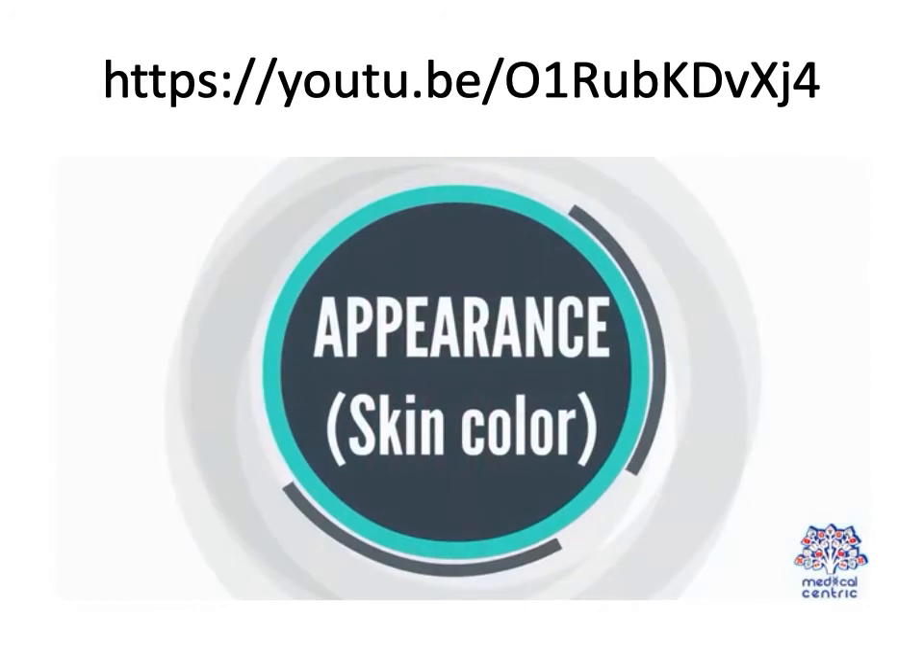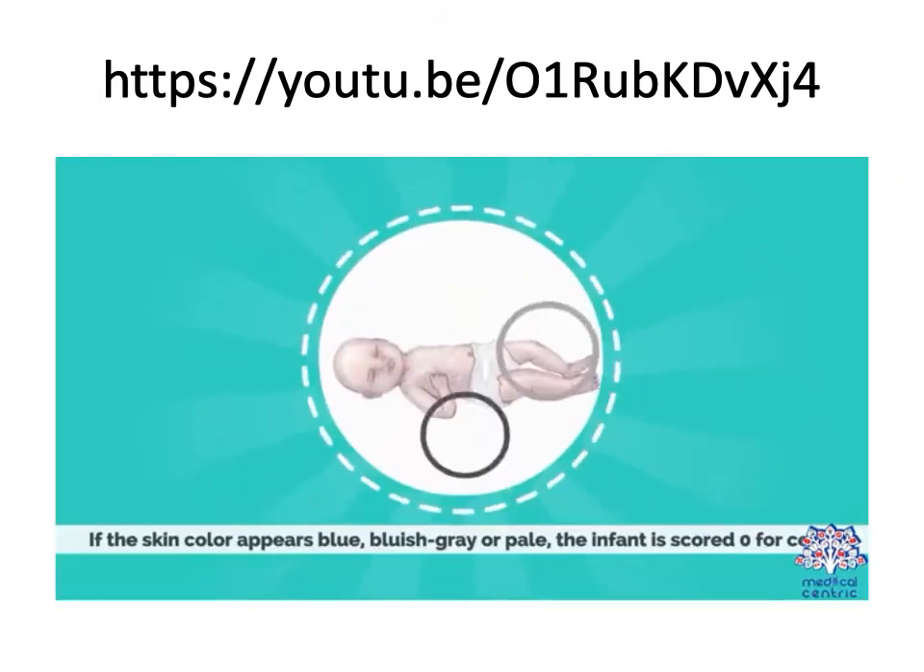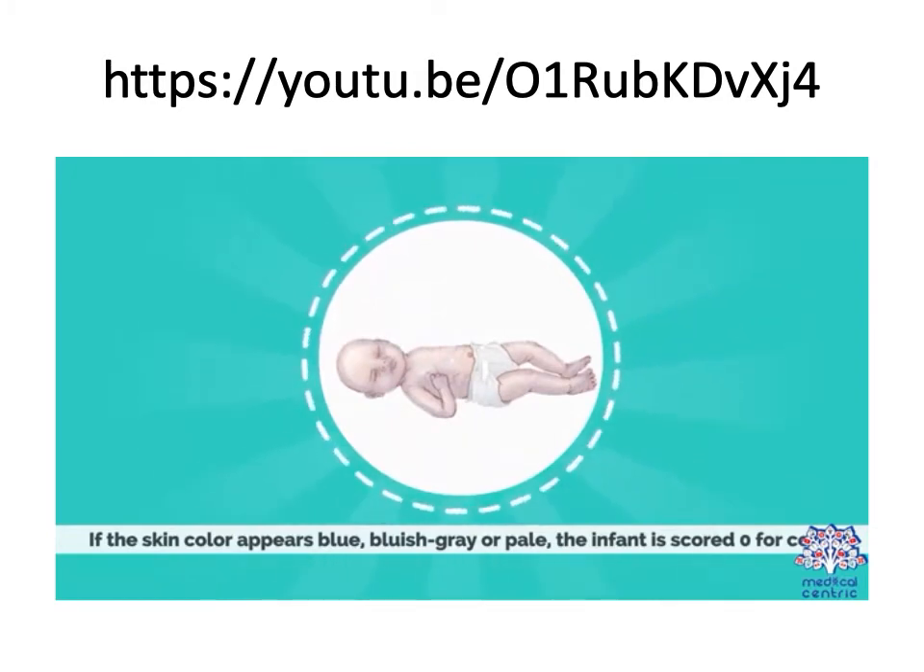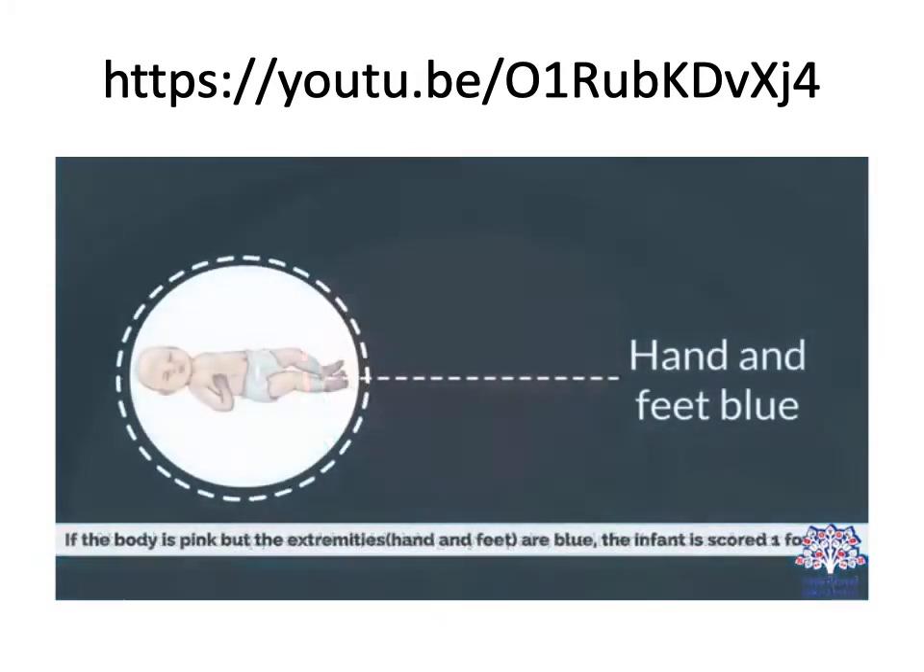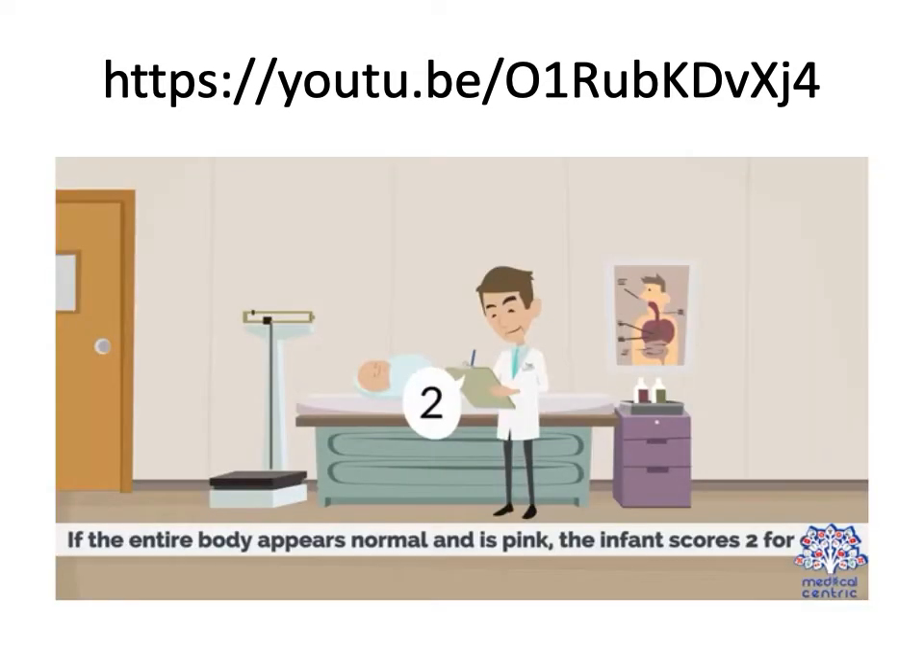Appearance, or skin color. If the skin color appears blue, bluish-gray, or pale, the infant is scored 0 for color. If the body is pink, but the extremities, like the hands and feet, are blue, the infant is scored 1 for color. If the entire body appears normal and is pink, the infant scores 2 for color.